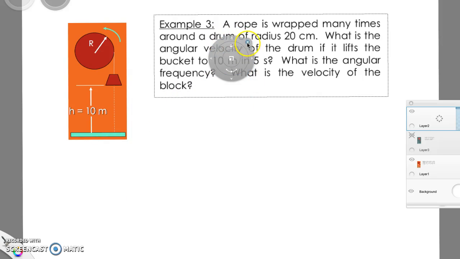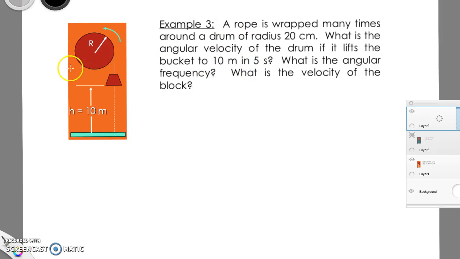Okay, so we're going to take a look here at a scenario in which we have another drum. We're going to be raising up a block with it, and this time we're trying to find the angular velocity of the drum, so how fast that drum is rotating. Previously we found how many rotations it had. There's a slightly different example too. So we're going to say the drum is lifting the bucket 10 meters in 5 seconds.